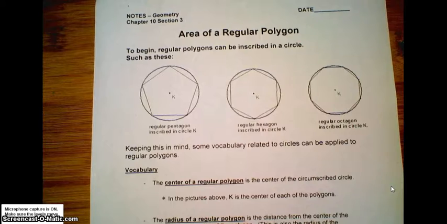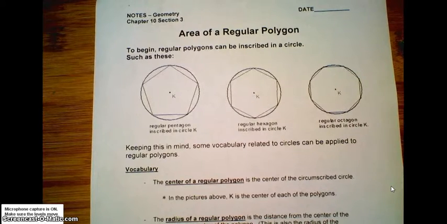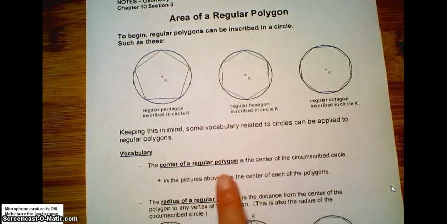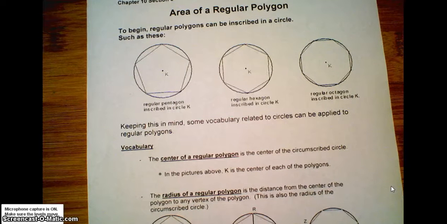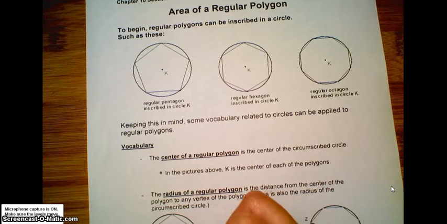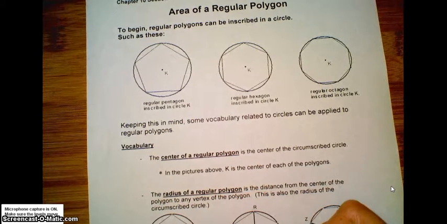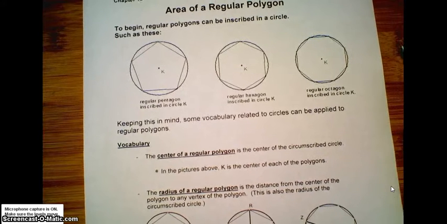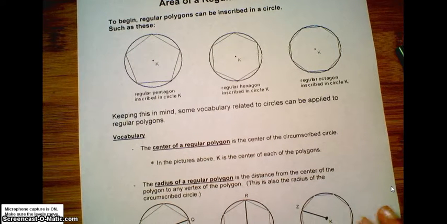Okay, you're back, I'm guessing, and we're going to start off talking about, of course, the center of a circle, but we're also going to have the center of a polygon. The center of the polygon is going to be the center of the circle that can be circumscribed about the polygon. So in each of these pictures, point K is both the center of the circumscribed circle and also the center of the polygon.